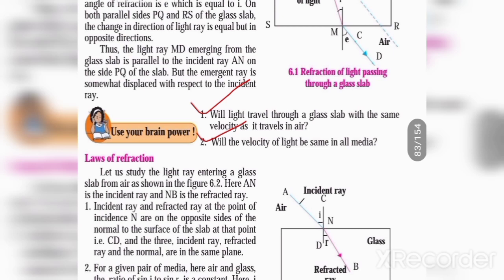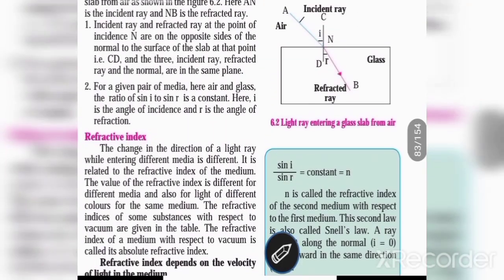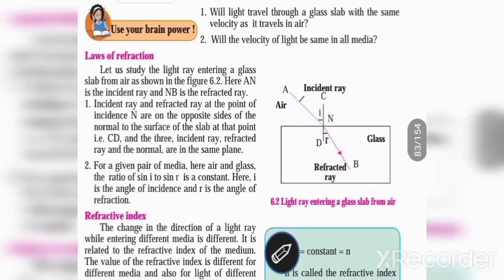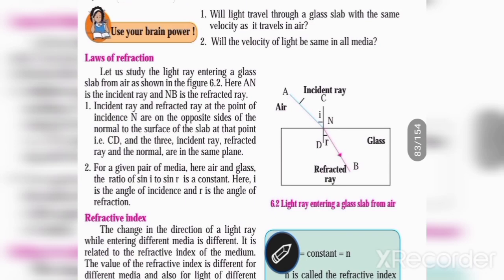On the next page we have to study this point in detail. That is the velocity of light in all media, that is the refraction of light. The next point depends on the same point, that is the refractive index. There, the speed or velocity of light in all media is given in detail.